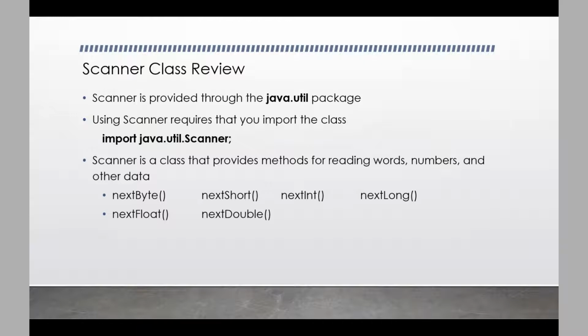In order to read floating point, we have methods for single precision and double precision. We can also read Boolean. Actually, Boolean is entered as a character string, spelling out the word true or false. With nextLine, we can read an entire string of characters. So we'll take a look at some examples of these methods actually being utilized.